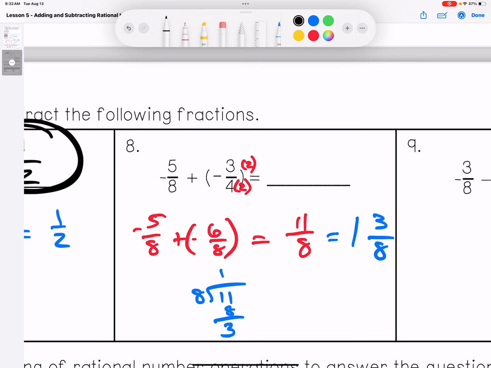Is the answer negative or positive? How do we know? We're adding, and they are the same sign, so keep the sign. So the answer is negative 7/8. Beautiful, beautiful, beautiful. All right.